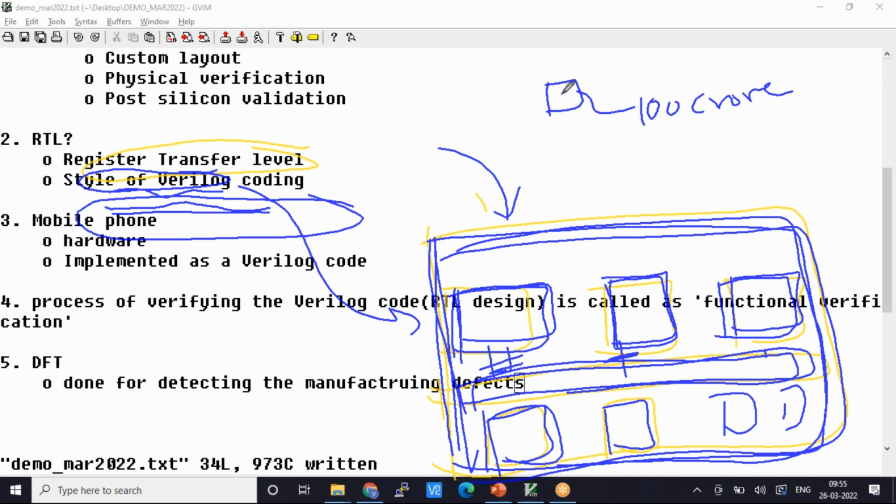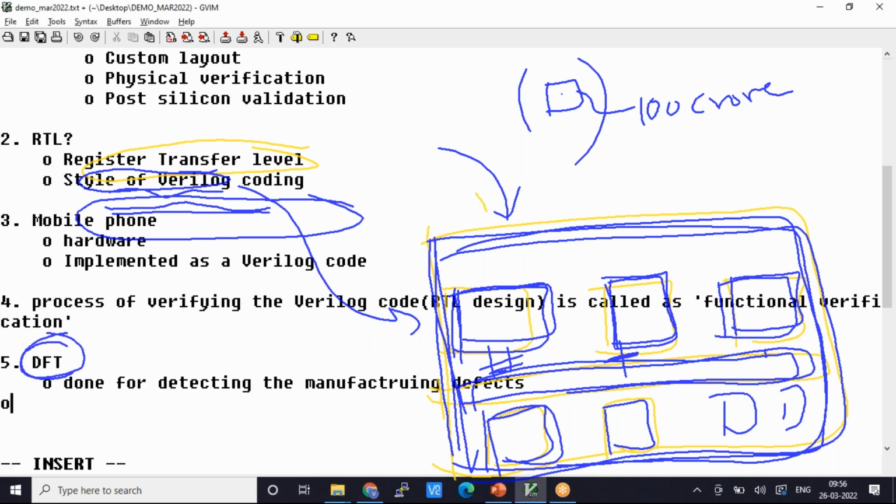Even if there is one small fault there, see, I put one dot there. Some fault is there for some reason. It is difficult to identify. Seeing the chip, you can't tell whether it is good or not. So we need to use some techniques. The techniques are called design for testability techniques.